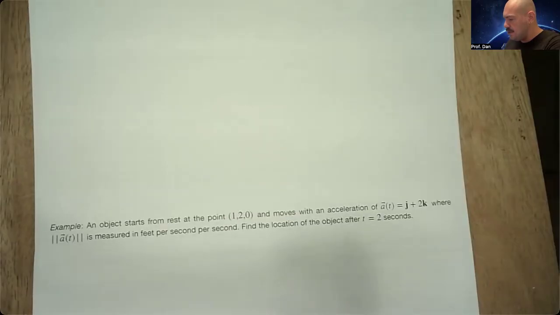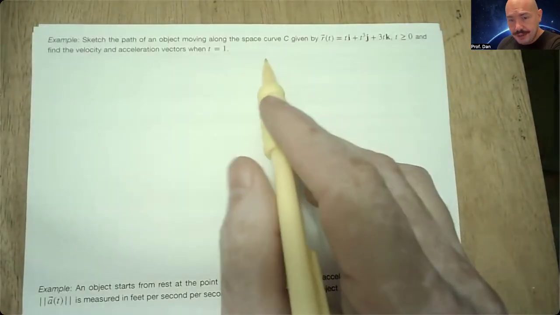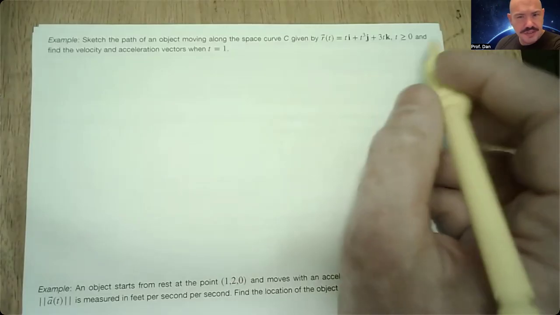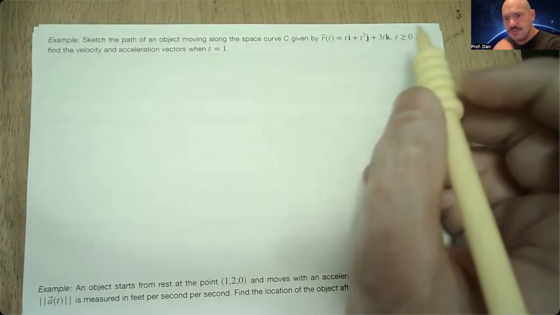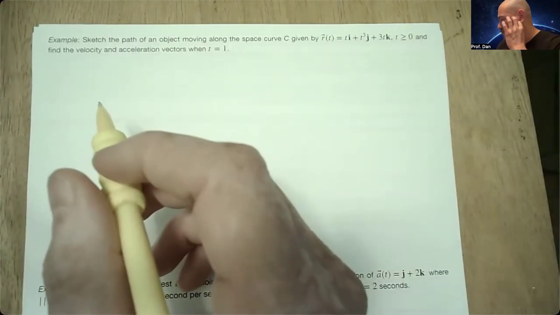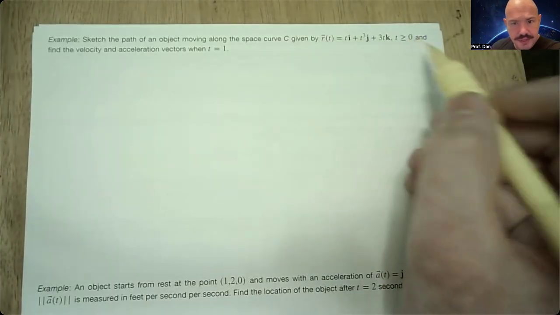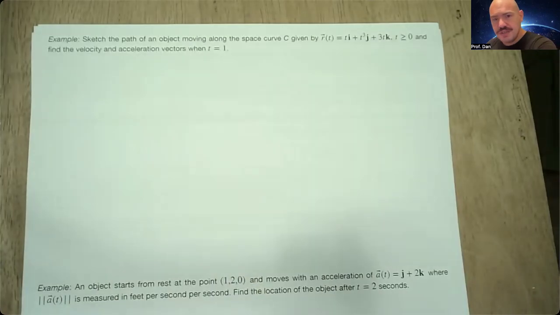All right, moving on. Let's say that we want to sketch the path of an object moving along a space curve. So now we're extending to 3 dimensions, and we have these 3 components. And we're also given that t is greater than or equal to 0. So before we had to draw an entire path out for positive and negative values of t. Here we're only going to consider positive. And then we want to find the velocity and acceleration vectors when t is equal to 1.